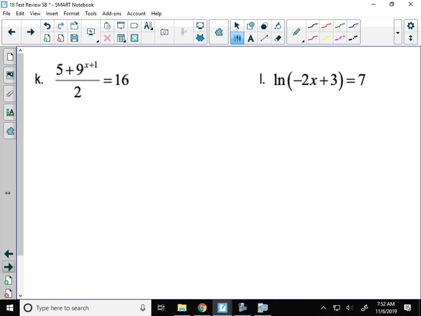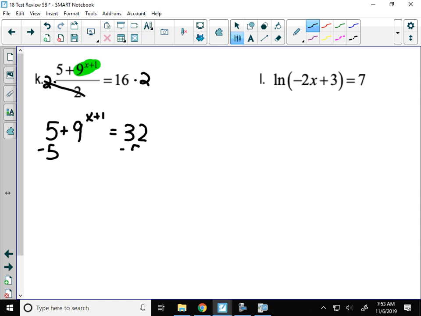All right, K here. 5 plus 9 to the x plus 1 power over 2 equals 16. This is an exponential function, but I can't decide what to do until I isolate that exponential. So what I'm going to first do is multiply both sides by 2. It'll give me 5 plus 9 to the x plus 1 equals 32. And then subtract 5 from both sides. Now what I have is 9 to the x plus 1 equals 27.